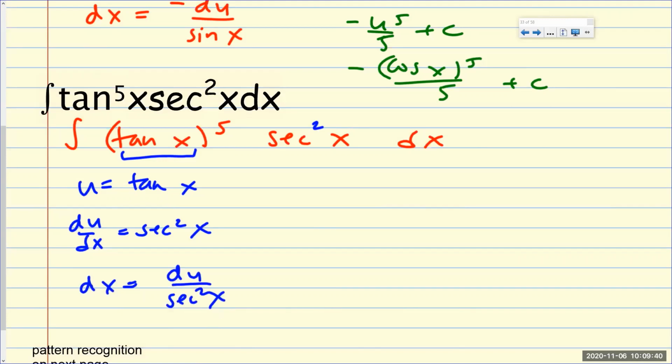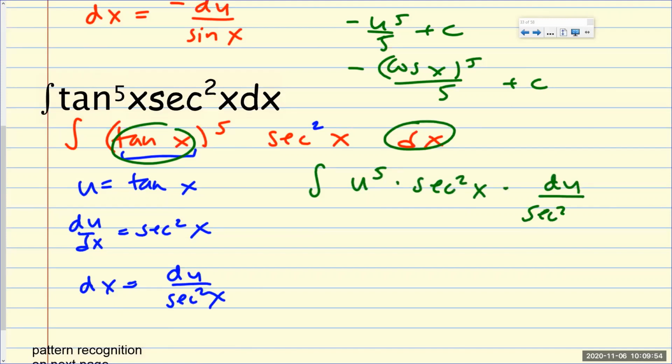You substitute two things. You substitute your u and you substitute your dx. Okay, so this becomes the integral of u raised to the 5th power times secant squared x times du over secant squared x. All right, do you see the strategy kind of? Because you want to take the derivative, and when you take the derivative, it's going to cancel out, okay? It's really a chain rule what we're doing, okay?